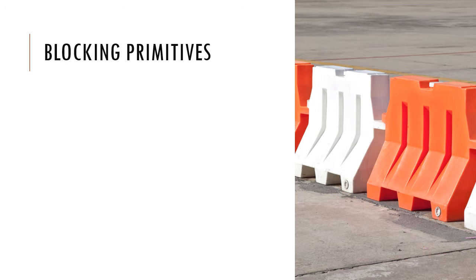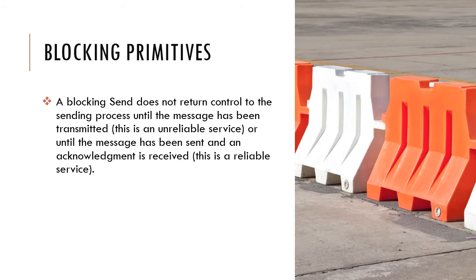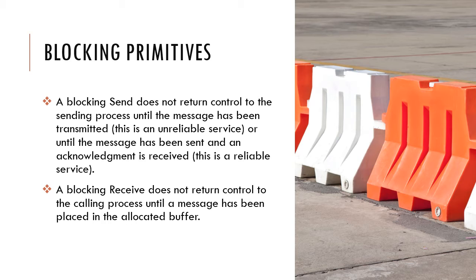Blocking primitives. A blocking send does not return control to the sending process until the message has been transmitted. This is an unreliable service. Or until the message has been sent and an acknowledgement is received. This is a reliable service. A blocking receive does not return control to the calling process until a message has been placed in the allocated buffer.